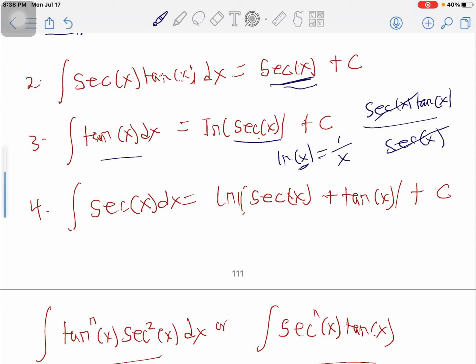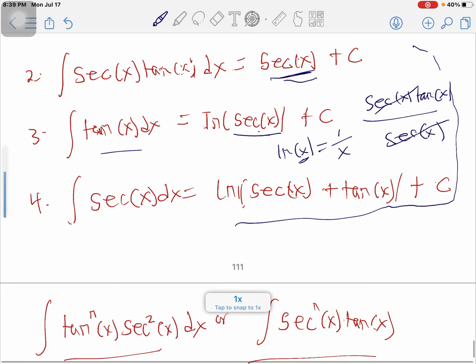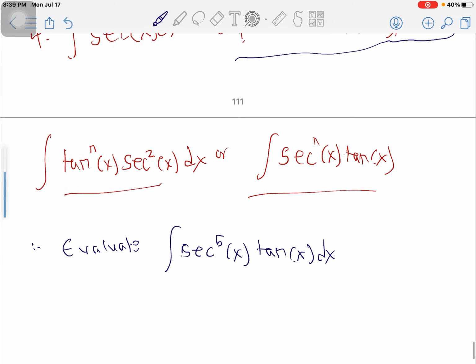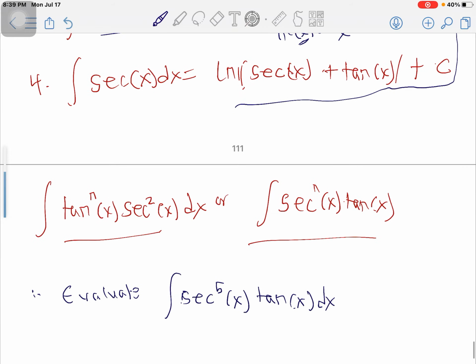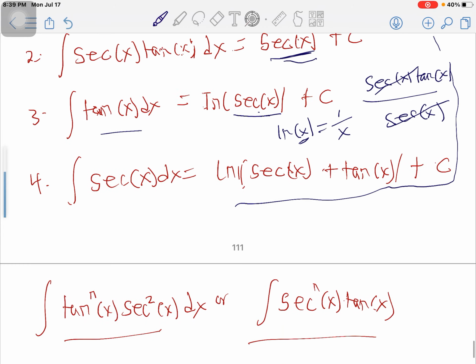So the last one also talks about sec x. When you integrate sec x, what are you supposed to get? If you integrate sec x, you get the ln of, in brackets, the absolute value of sec x plus tan x, and then plus c. These are some of the things that you need to know at your fingertips, so we're using them a lot. Now that you understand these ones, let's proceed with the question that we are solving.